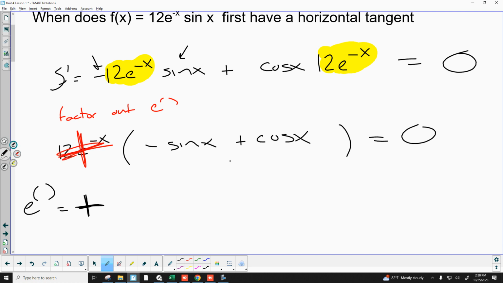We've solved this in the past. You had it on your test. There are many different ways to get pi over 4 and 5 pi over 4. The question is, when does it first have a horizontal tangent? So I'll just pick pi over 4.